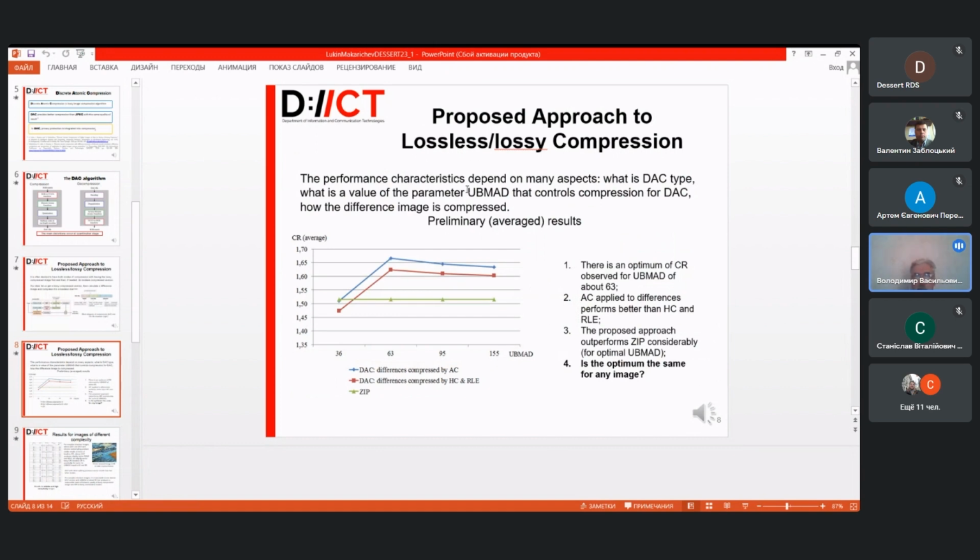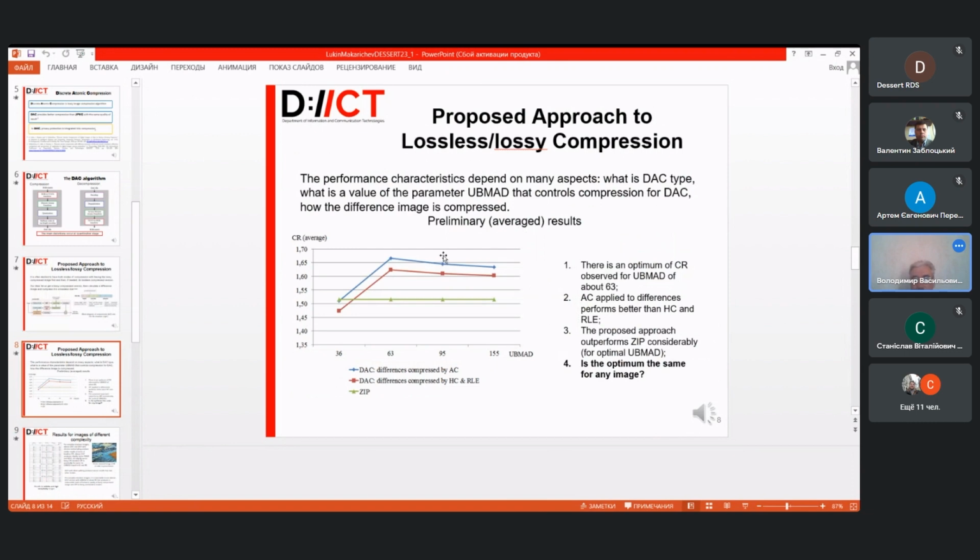Concerning compression based on discrete atomic functions, we have to say that there is the parameter called UBMET that controls compression. So setting a larger UBMET, we get more distortions introduced, and at the same time a larger compression ratio for lossy compression.